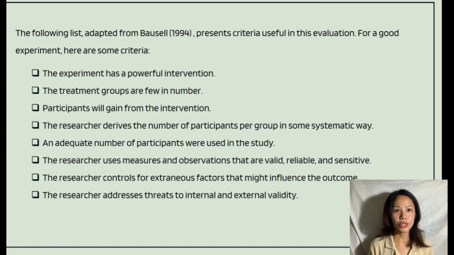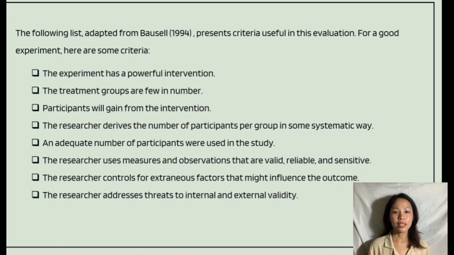Next is the researcher derives the number of participants per group in some systematic way. This involves ensuring the samples. This method includes ensuring the sample size is appropriate to detect meaningful effects and achieve sufficient statistical power. Careful planning and consideration in determining the number of participants per group is needed to achieve reliable and generalizable findings.